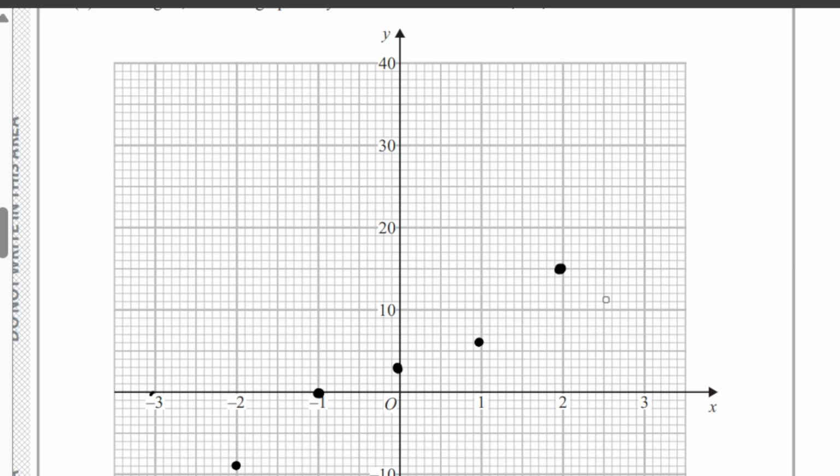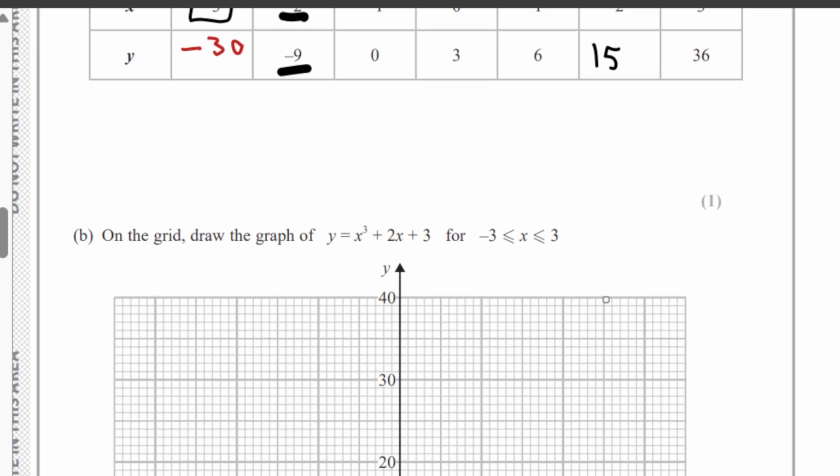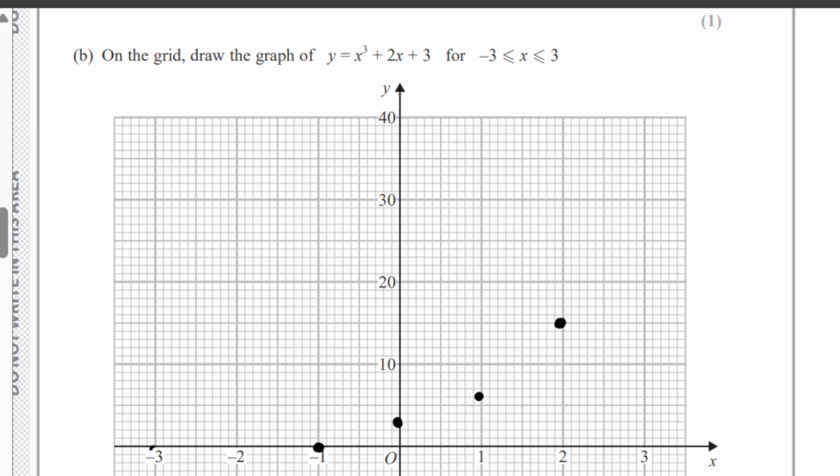Finally, 3 and 36. This is 3 here. This is 30. So 3 and 36 is here.